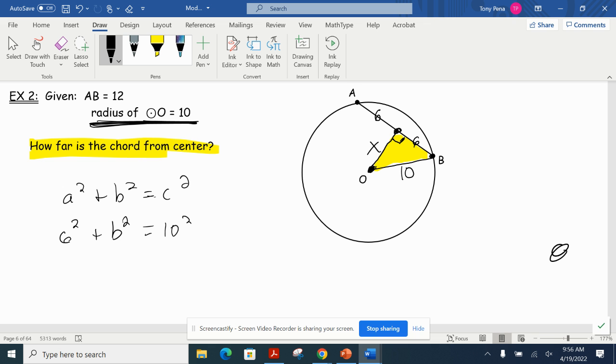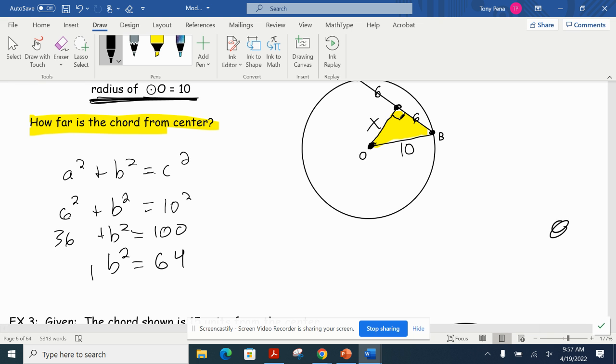All right. Okay, so it's 36 plus b squared equals 100. Subtract over that 36. We get rid of squares with square roots. And our answer is 8. All right, got that? Makes sense? Okay.